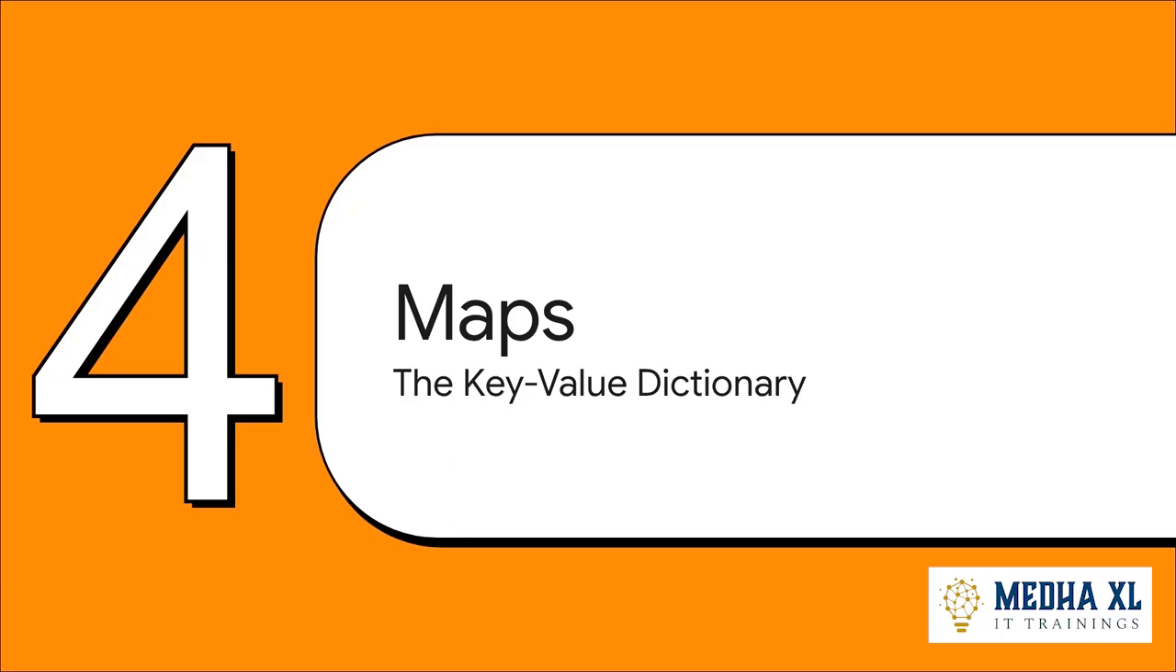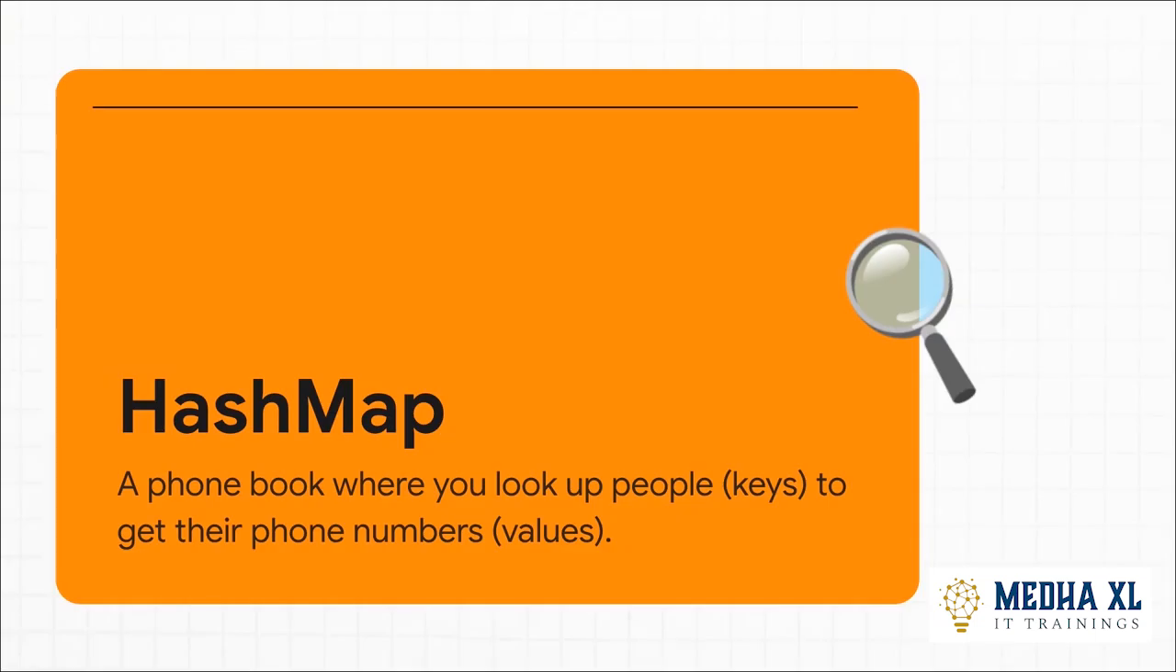And now for our final and maybe most powerful tool, the map. This is what you use when you need to connect one piece of data to another. It's your digital dictionary, your address book, your phone book. A hash map is where you store things in key value pairs. And the phone book analogy is perfect. You look up a person's name, that's the unique key, to get their phone number, that's the value. This lets you do incredibly fast lookups because you don't have to scan through a whole list of people. You just go directly to the name, the key that you need.